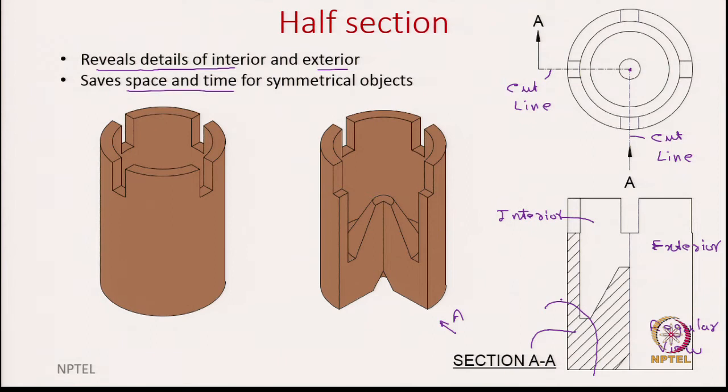So, because you know that the critical details are only in this partial area where you are showing the sectioning, the rest all you need not really show the interior details because there is not much to look there. So, sometimes you can also do this third category which is called the partial section view.